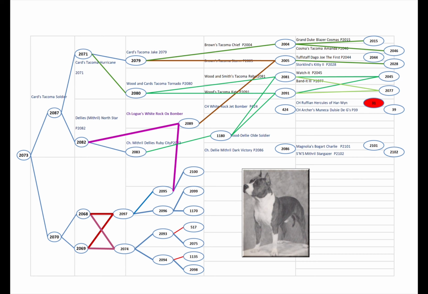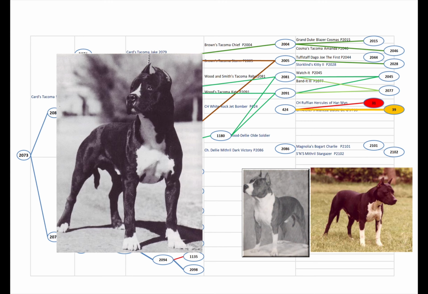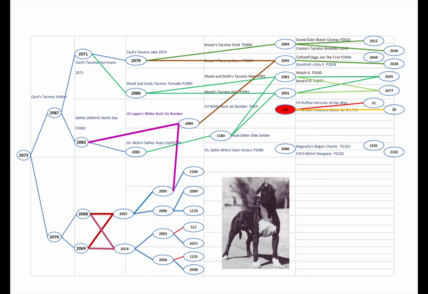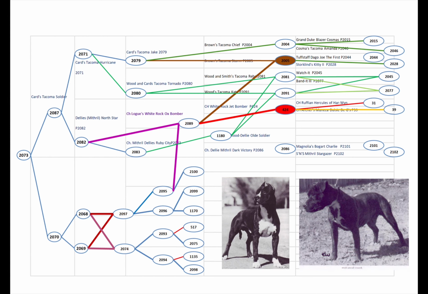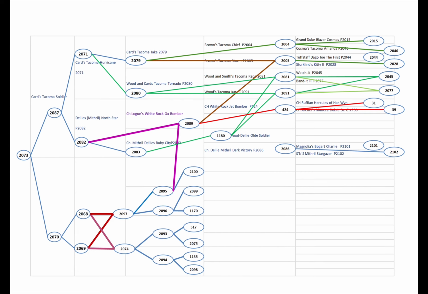I'll cover that in more detail in a separate video, but for now, we can simply refer to him as Ruffian. Hercules was bred to an Archer's bitch, Archer's Moncia del CDG, producing several legendary dogs, including White Rock Jet Bomber. White Rock Jet Bomber was then bred to Brown's Tacoma Storm, a pairing that produced Luke's White Rock Ox Bomber, whom we have already discussed. We'll label the rest of these, and they don't have anything in common.